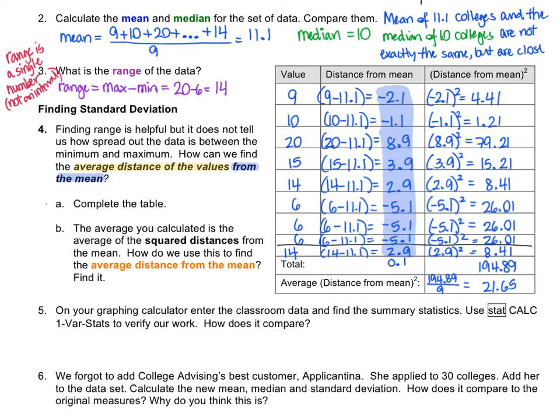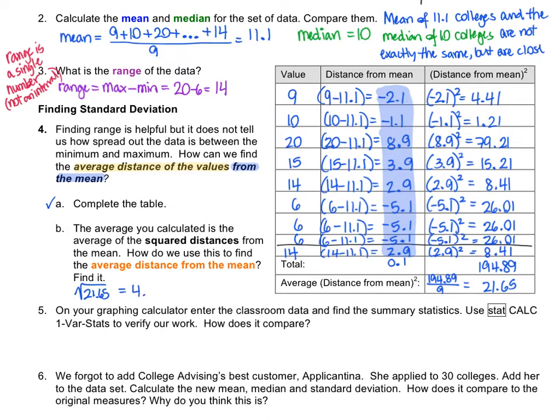So let's go back to our instructions. It said complete the table. We did that. And then it says the average you calculated is the average of the squared distances from the mean. How can we use this to find the average distance from the mean? So what we need to do, if we have the squared distance from the mean and we want the average distance from the mean, then we need to square root that squared number. So we're going to find the square root of 21.65, and we end up with 4.65.